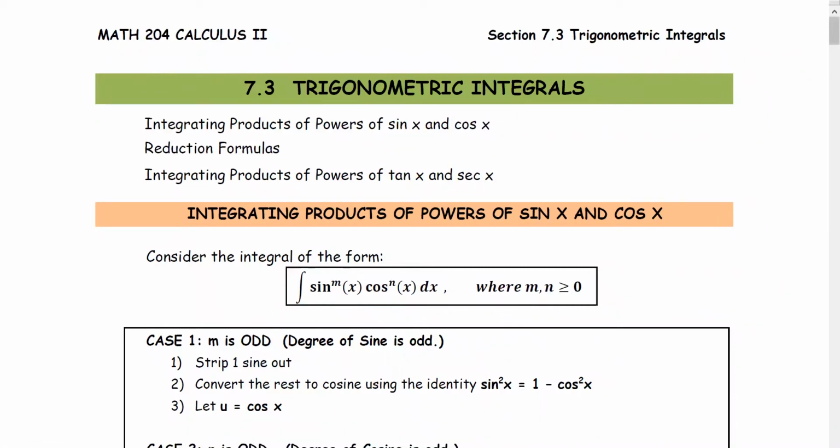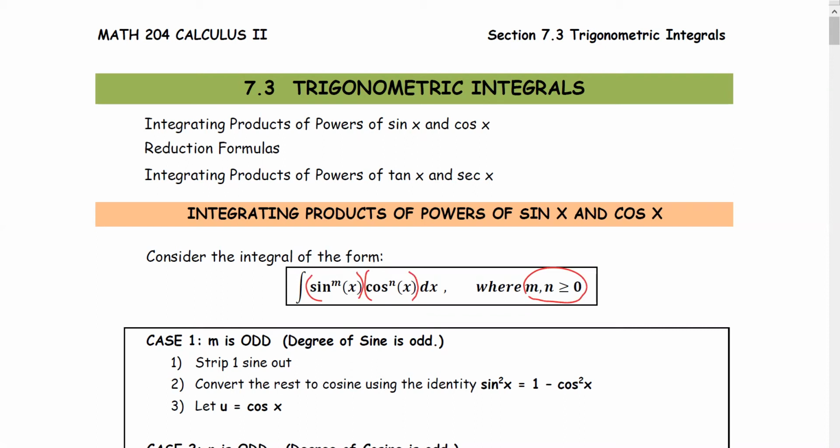Section 7.3, Trigonometric integrals. In this section, we will cover integrating products of powers of sine x and cosine x, the reduction formulas, and integrating products of powers of tangent x and secant x. Integrating products of powers of sine x and cosine x, we consider the integral of sine to the power m of x multiplied by cosine to the power n of x with respect to x, where m and n are greater than or equal to 0.